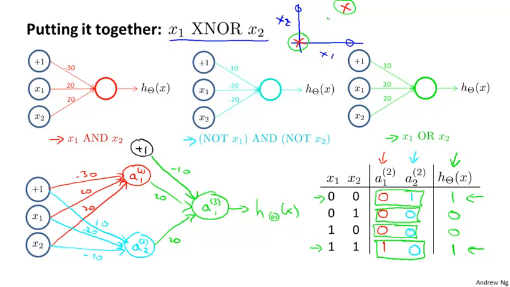And thus, with this neural network, which has an input layer, one hidden layer, and one output layer, we end up with a nonlinear decision boundary that computes this XNOR function.